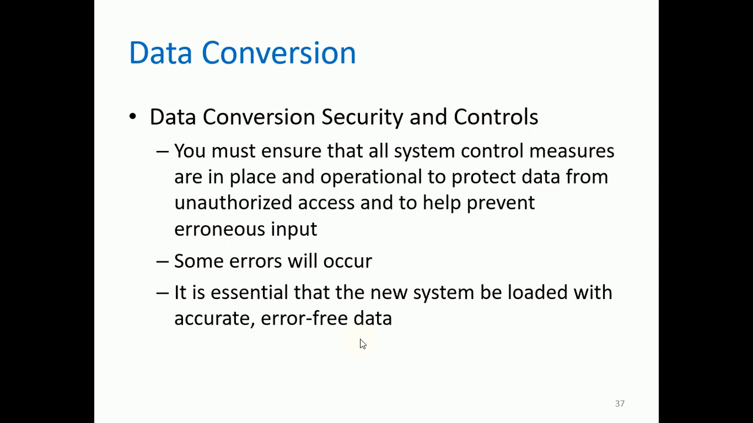So for data conversion security and controls, you must ensure that all system control measures are in place and operational to protect data from unauthorized access and to help prevent erroneous inputs. So there must be adequate security and control for data conversion. The converted data should not be corrupted. And then another one, you should have data validation. And of course, for this data conversion, it is inevitable that some errors will occur. It is essential that the new system be loaded with accurate, error-free data.